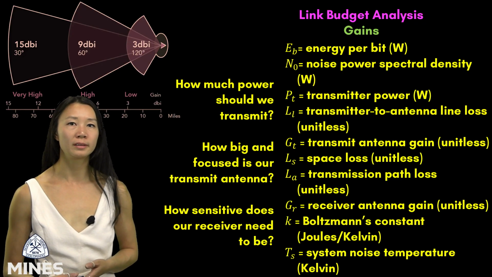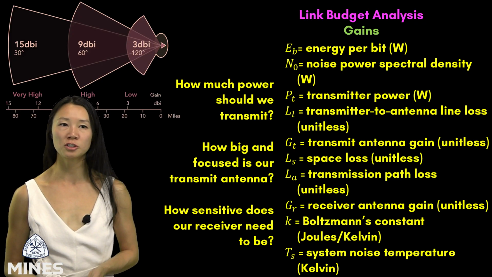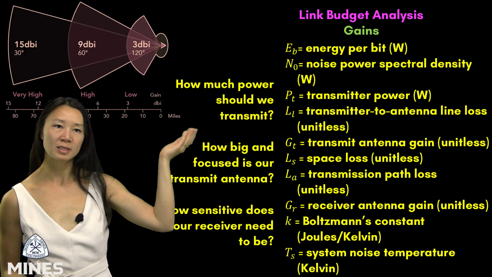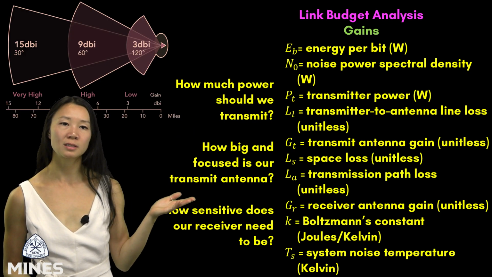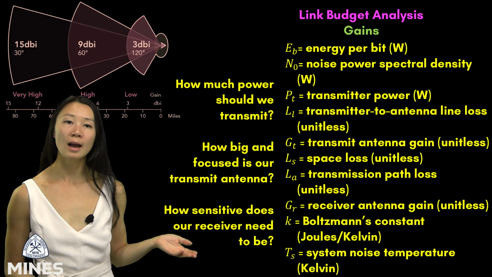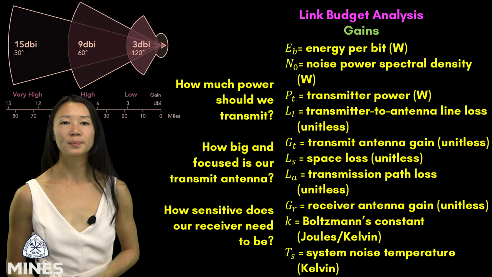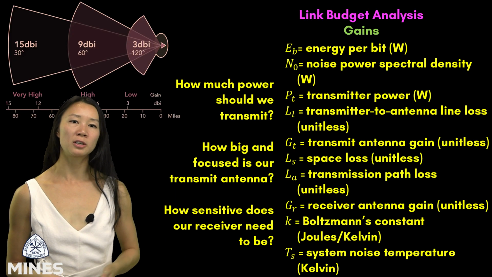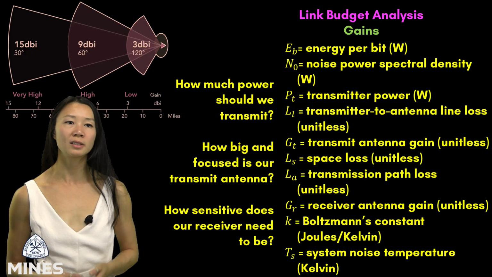So the 3 questions on this slide are all about what we can choose. How much power should we transmit? How big and focused is our transmit antenna? And how sensitive is our receiver? These are the knobs that we can turn, the gains that shape the strength of our link.